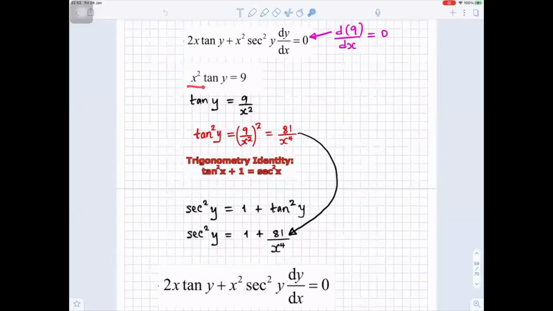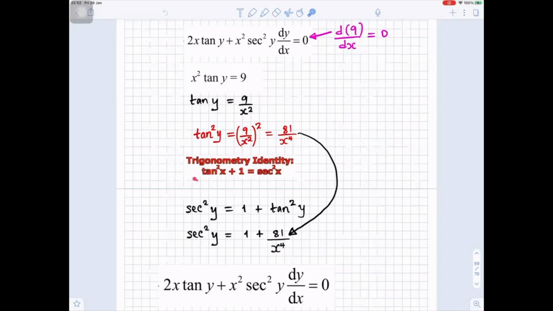So we know x squared tan y equals 9. If we take times x squared to the right, it becomes divided by x squared. So that means tan y is equal to 9 divided by x squared. If we square tan y, we square 9 over x squared. 9 times 9 is 81, and x squared times x squared is x to the 4.